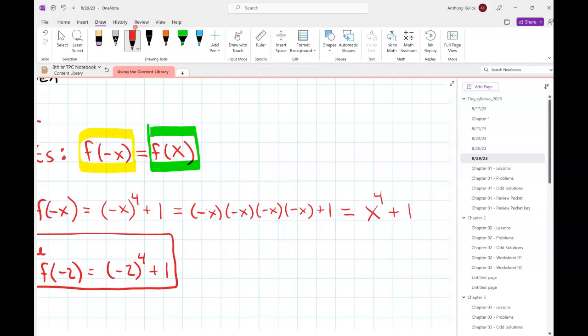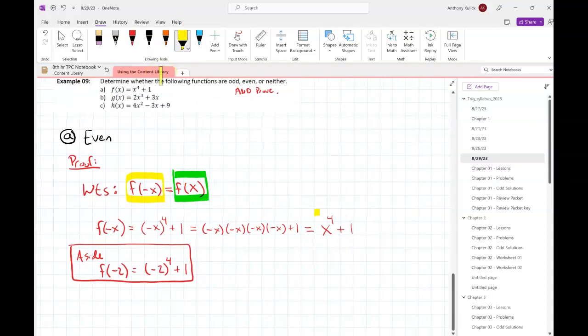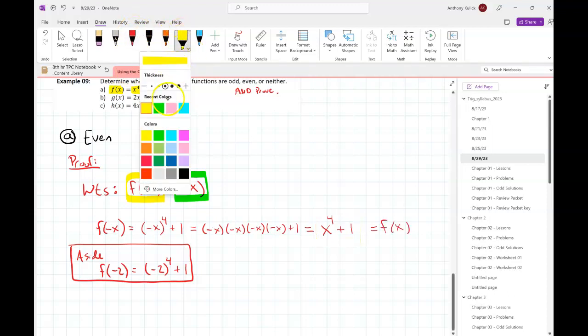Everybody okay so far? And hey, wait a minute here. I just got x to the 4th, right? What is x to the 4th plus 1? Isn't that just f of x? Actually, let me change my color coding. That should be green. Would make more sense.